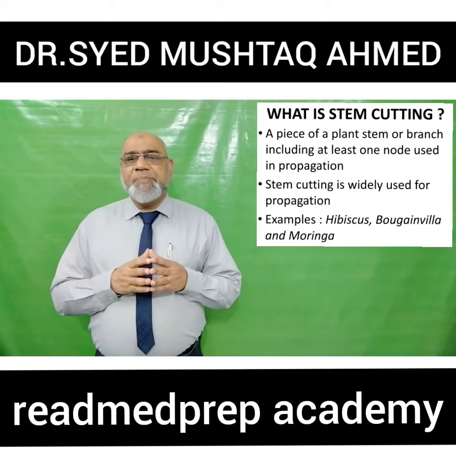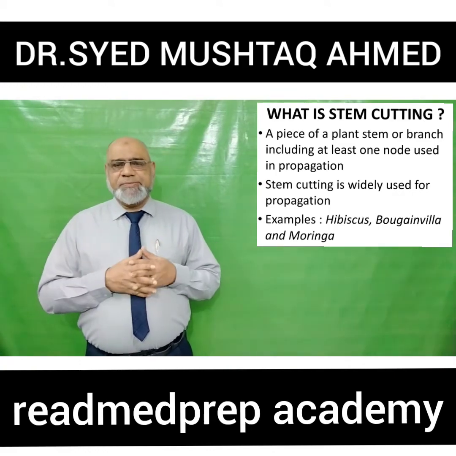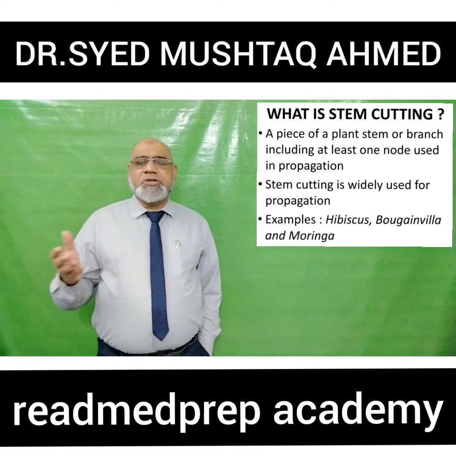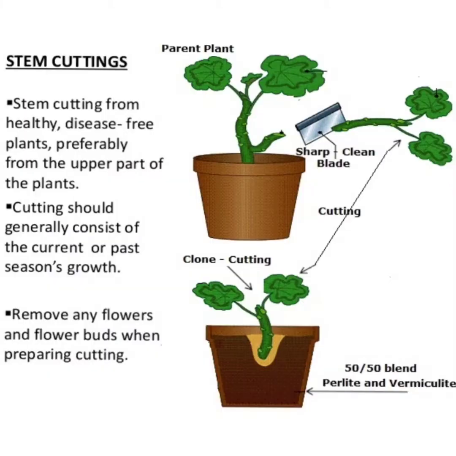What is stem cutting? A piece of a plant stem or branch including at least one node is used in propagation. Stem cutting is the widely used method of propagation. Examples, hibiscus, bougainvillea and moringa. So what is done in stem cutting? The stem cutting from a healthy disease-free plant, preferably from the upper part of the plant, is taken. Cutting should generally consist of the current or the past season's growth. All the flowers and the flower buds are removed from the stem cutting and the stem is placed in another pot or in the soil and it grows into a new clone or plant.